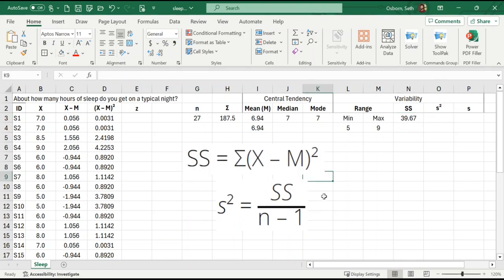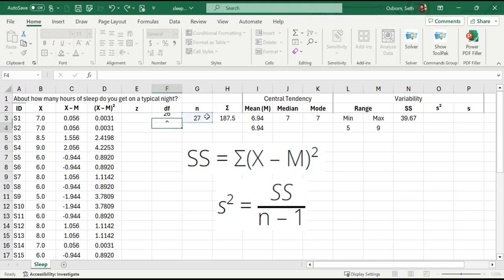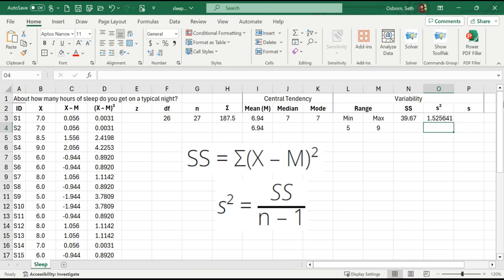Next, let's find the variance. The variance for a sample is calculated by taking the sums of squared deviations and dividing by the degrees of freedom, which are n minus 1. So why don't we go ahead and calculate our degrees of freedom real quick. Well, n is 27, so the degrees of freedom are n minus 1, or 26. So the variance is going to be equal to the sums of squared deviations divided by the degrees of freedom. Okay, 39.67 divided by 26. The variance is 1.53, basically.